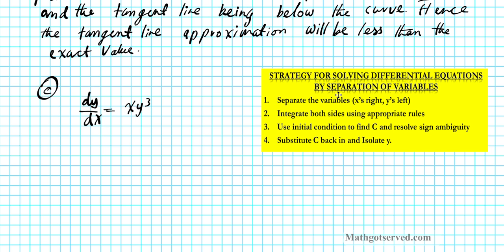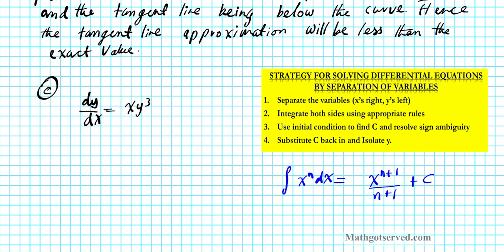This is going to be solved by separation of variables. So step one, you want to separate the variables: you want to have the x's on the right and the y's on the left. After separation, you integrate both sides using the appropriate integration rules. And then step three, use the initial condition to resolve sign ambiguities if there are any, and also to find the value of c. Then plug the value of c back into the equation to get our final result. The integration rule that we are going to be using in this problem is the power rule. The integral of x to the n dx is equal to x to the n plus 1 over n plus 1, plus our constant c.